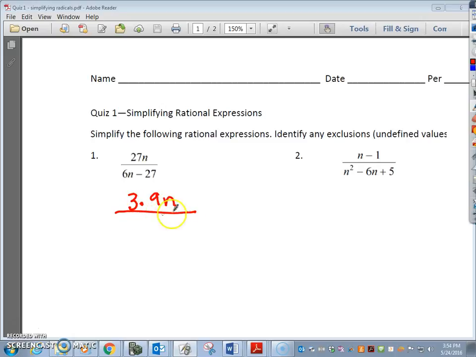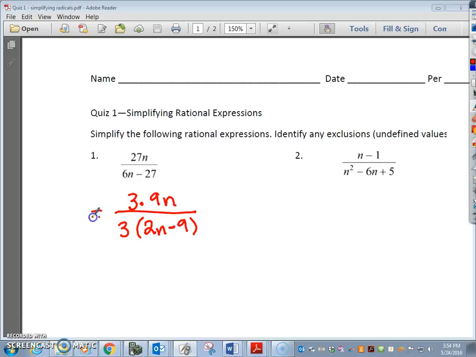And what about the bottom? What can I take out from 6 and 27? I can take out a 3, right? I cannot take out any n's because 27 doesn't have an n. So after I take out a 3, what's left over? I have 6n, so what's left over is a 2n. Why? Because 2n times 3 is 6n. And after I take out a 3 from the 27, I'm left with minus 9. Why? Because negative 9 times 3 is negative 27.